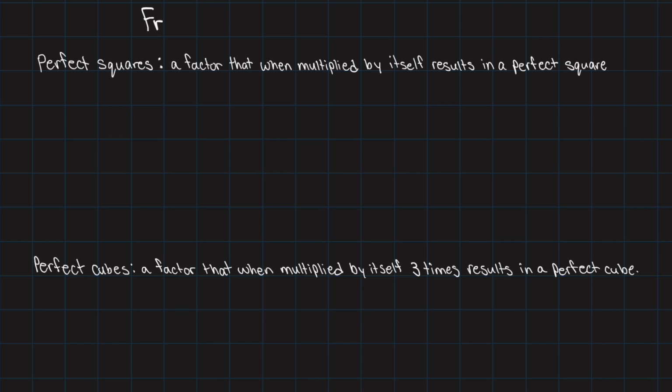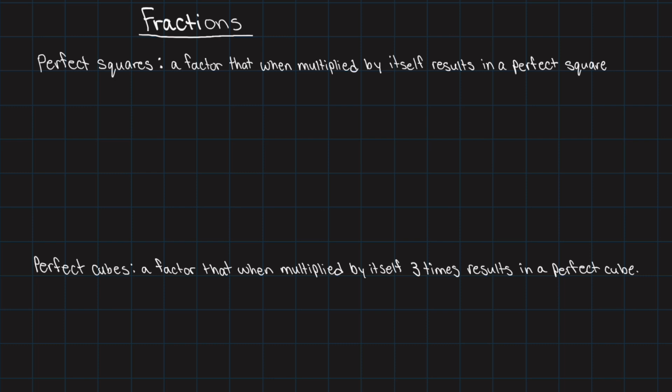Okay, now let's talk about fractions. Fractions can also be perfect squares or perfect cubes, the same way that regular whole numbers can be perfect squares and perfect cubes. The thing is, both the numerator and denominator would have to be a perfect square or a perfect cube.